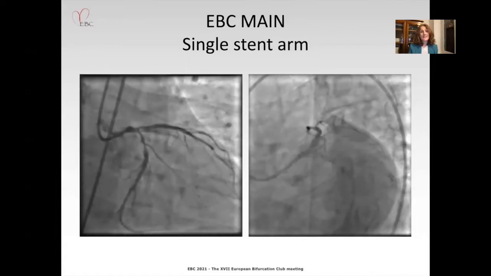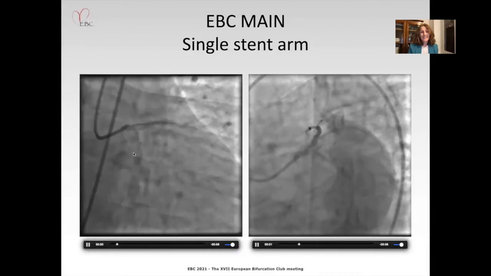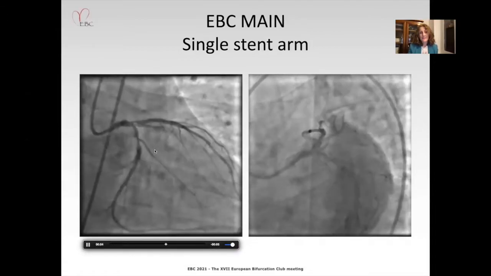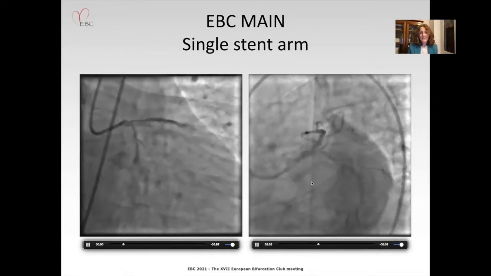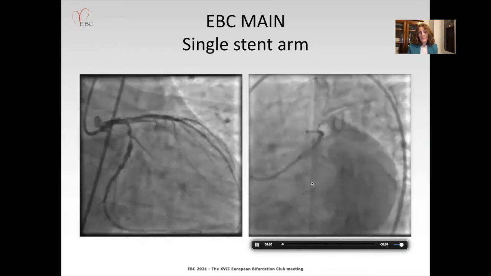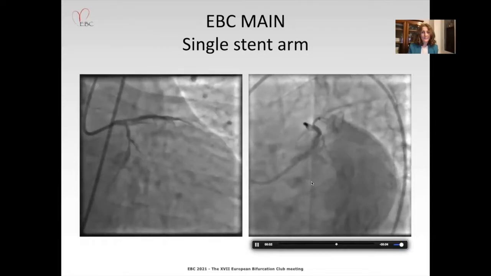We can see a distal left main lesion, 0,1,1, with this second lesion in the mid circumflex that was deemed to be a separate lesion from the bifurcation. And we can see that there's quite significant calcification at the distal left main, at the level of the carina, extending into both the circumflex and the LAD.